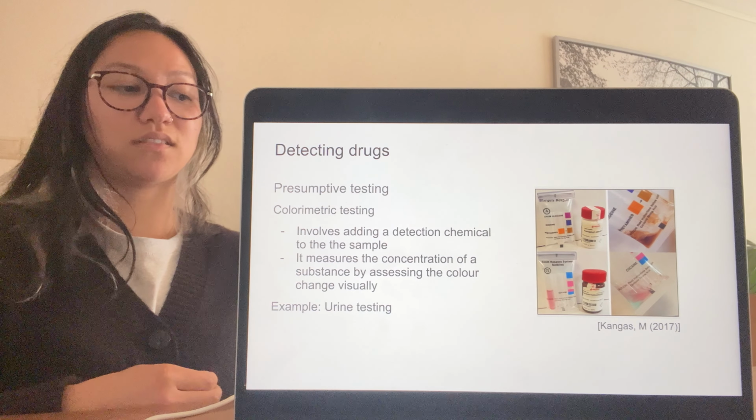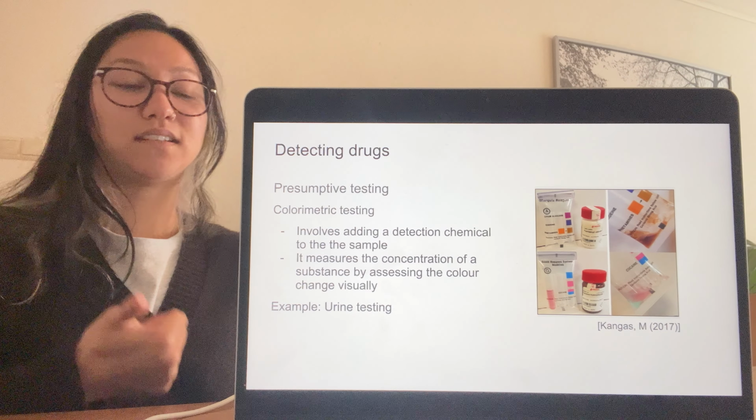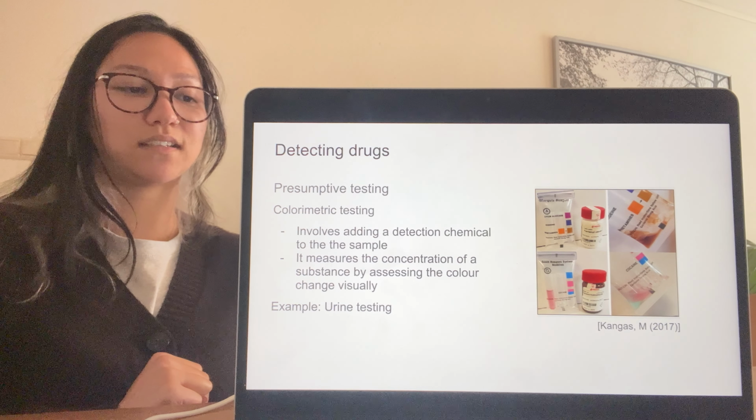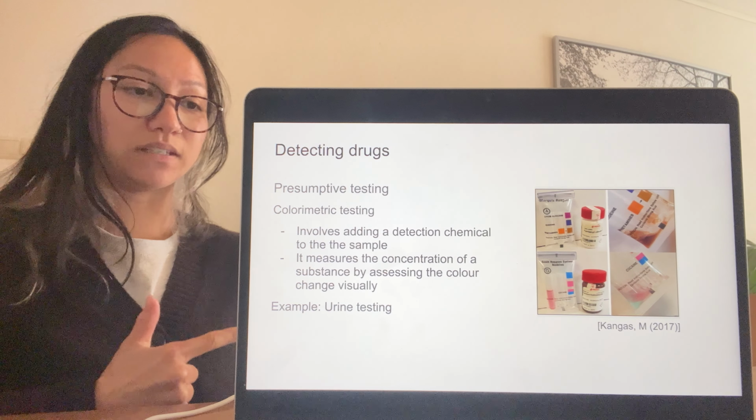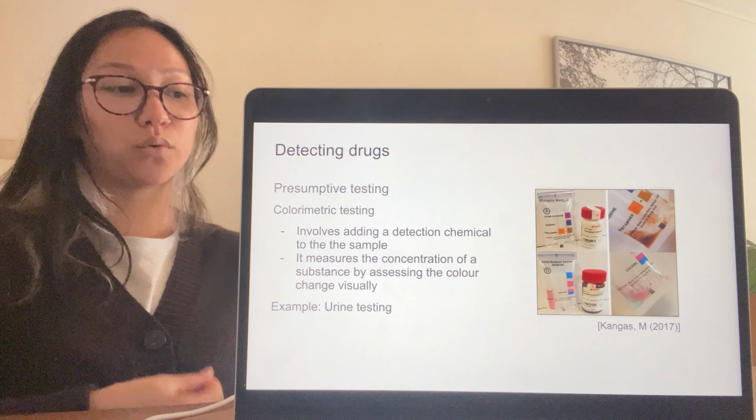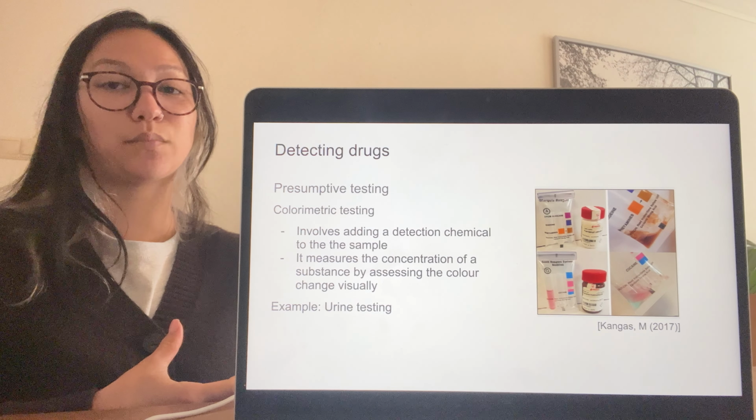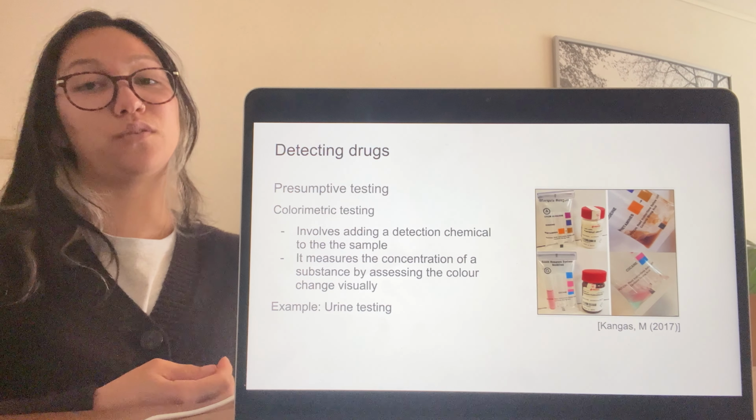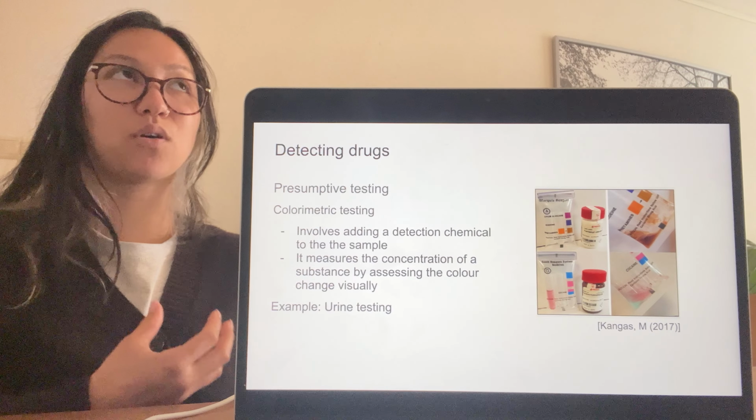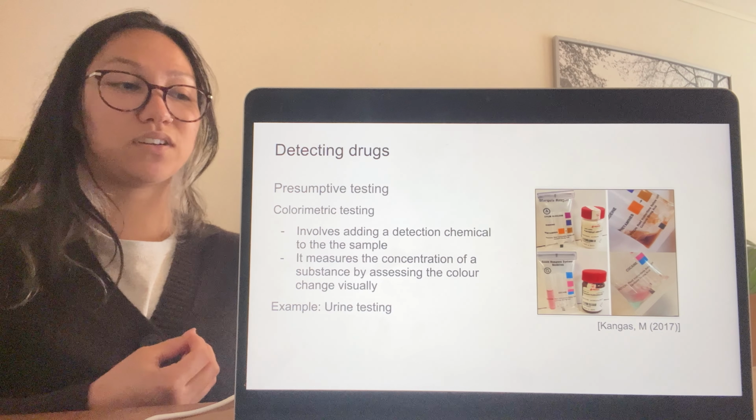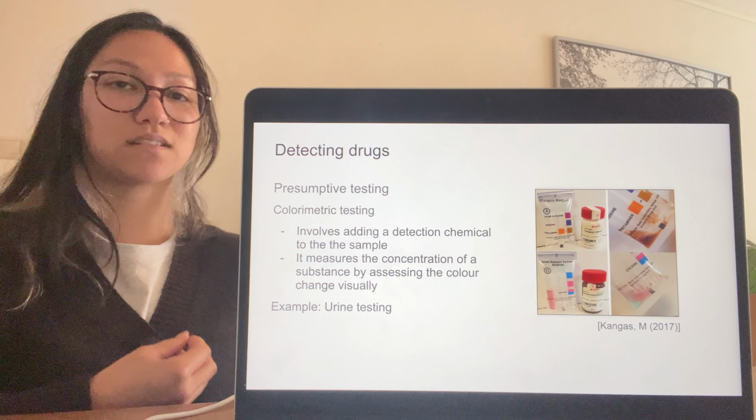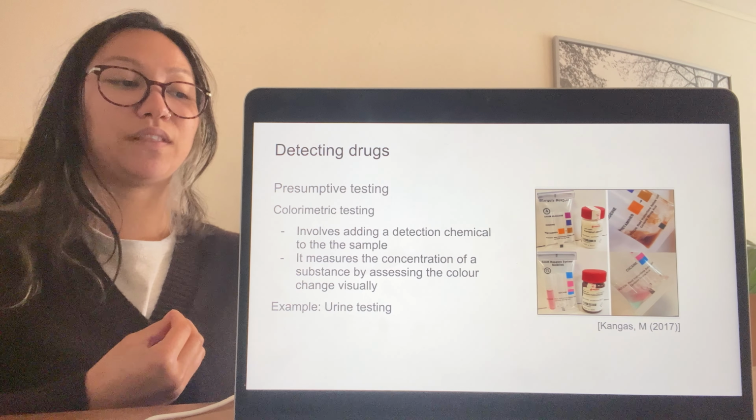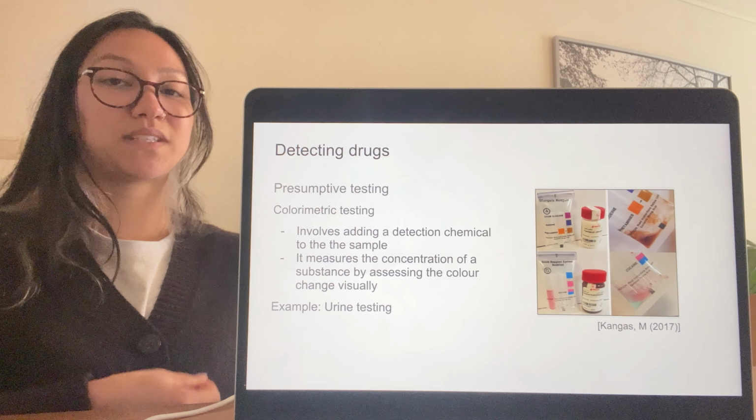And the following sections are regarding detecting drugs and designing and developing drugs. There are 2 types of testing when it comes to detecting drugs: presumptive and confirmatory. Presumptive is simply a quick preliminary test to see whether there is the presence of drugs in the sample, whereas confirmatory tests are performed in a lab using more complex processes to provide a definite answer as to whether a drug is present in the sample. And due to these complex processes, it's also possible to find the quantity of the drugs as they're more specific and sensitive.